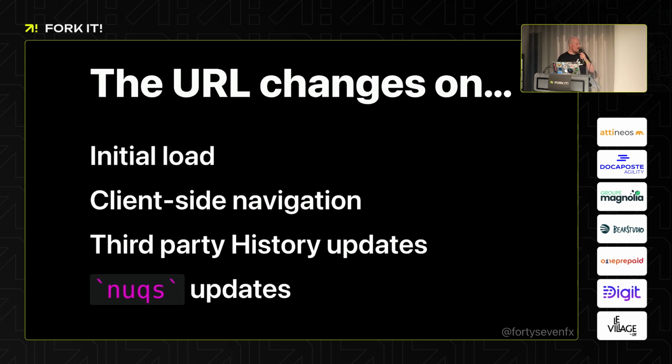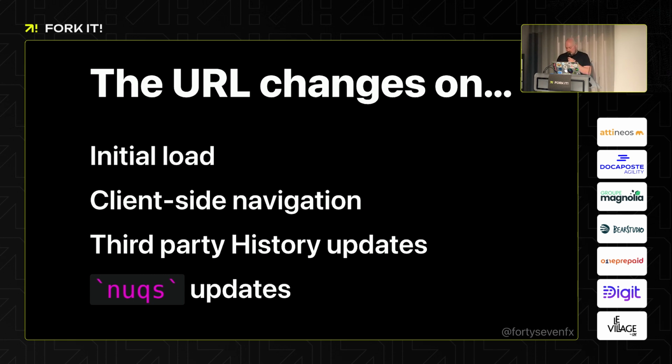The third case is a bit of a hack. It's like an edge case, I would say. It's what happens, because we're using a public API from the browser, what if someone else uses it? What if they update the URL? And we don't really know about it. We need to be able to react to that. And the last case is what happens if nuqs updates the URL itself, and we have other hooks in our app that are synchronized to the same key. They all need to be kept in sync.